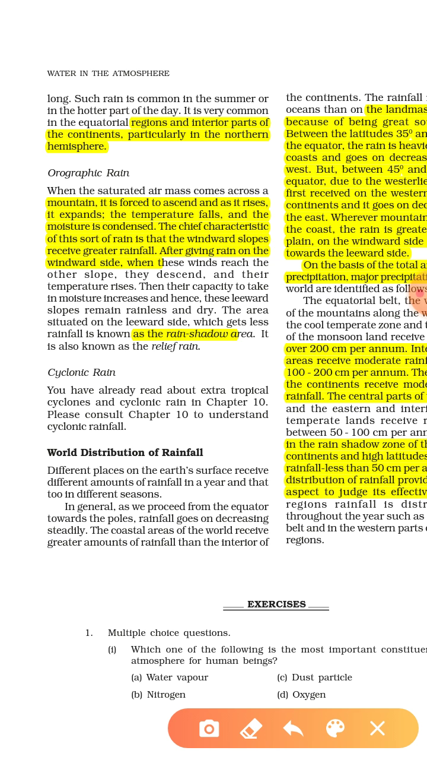The area situated on the leeward side, which gets less rainfall, is known as the rain shadow zone or rain shadow area. So this is also known as the relief rain. The second name of orographic is called relief rain. Third, we'll see the cyclonic.